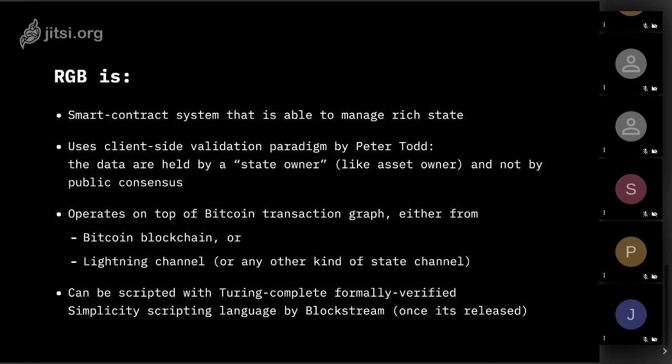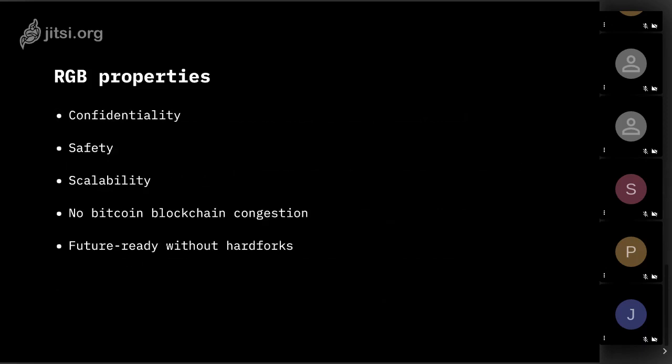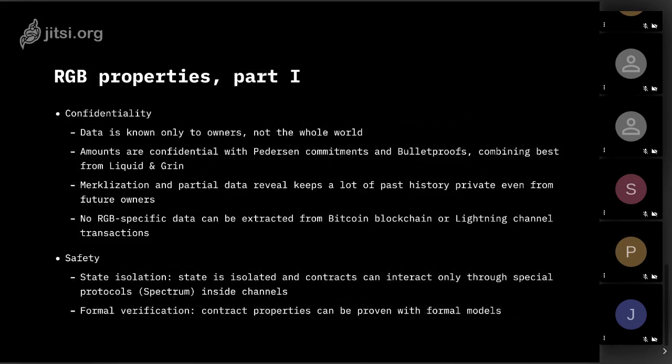And we hope that quite soon Blockstream will launch the Simplicity scripting language, a formally verified language, which is very good and advanced. And we are ready for using Simplicity script as a part of RGB system as well. The main properties of RGB are confidentiality, safety, scalability, low Bitcoin blockchain congestion, and it is future ready and will be able to work hopefully many, many years without hard forks happening. I will quickly cover these properties.